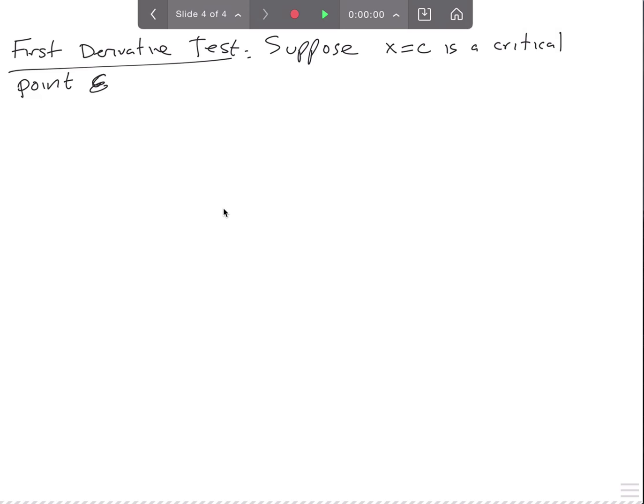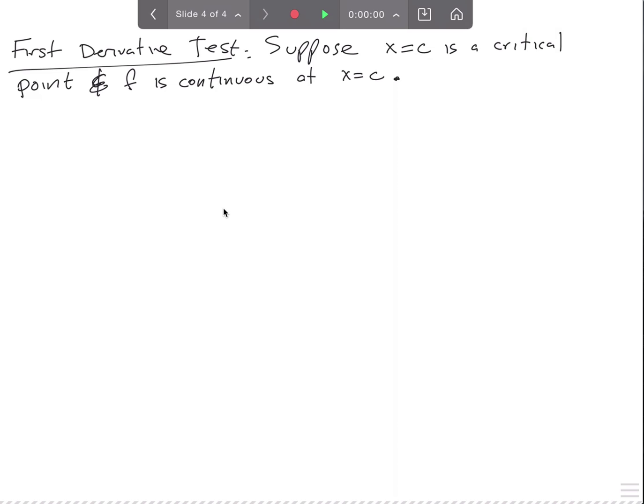And another thing that is critical, f must be continuous at c. Okay, so this point must actually exist. For example, if I have a vertical asymptote, is the function continuous there? No. If I have a jump discontinuity, no, right? If I have a spike, that is continuous, right? So the derivative doesn't exist at a spike or a cusp, but the function is continuous. Does that make sense? Okay, so we have to make sure that it's continuous at the critical point.